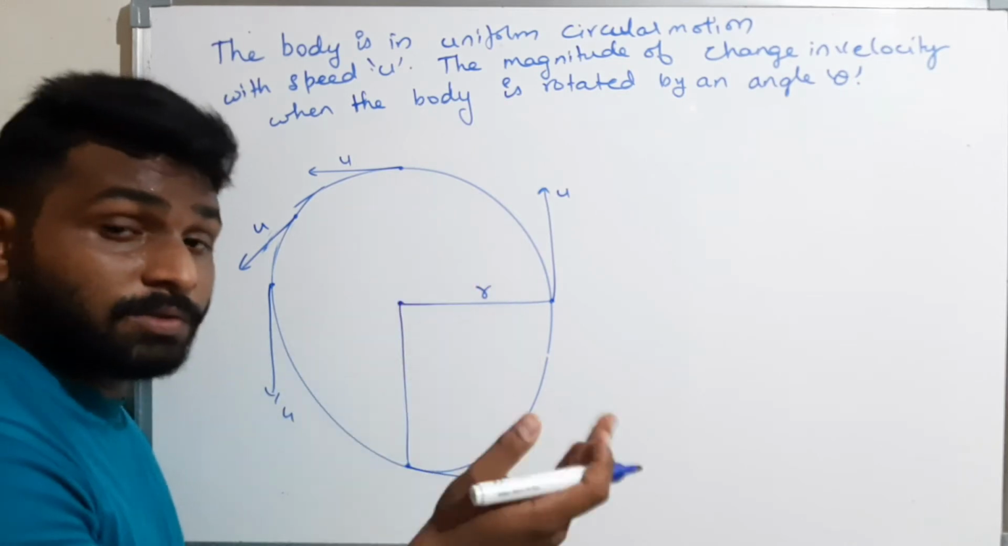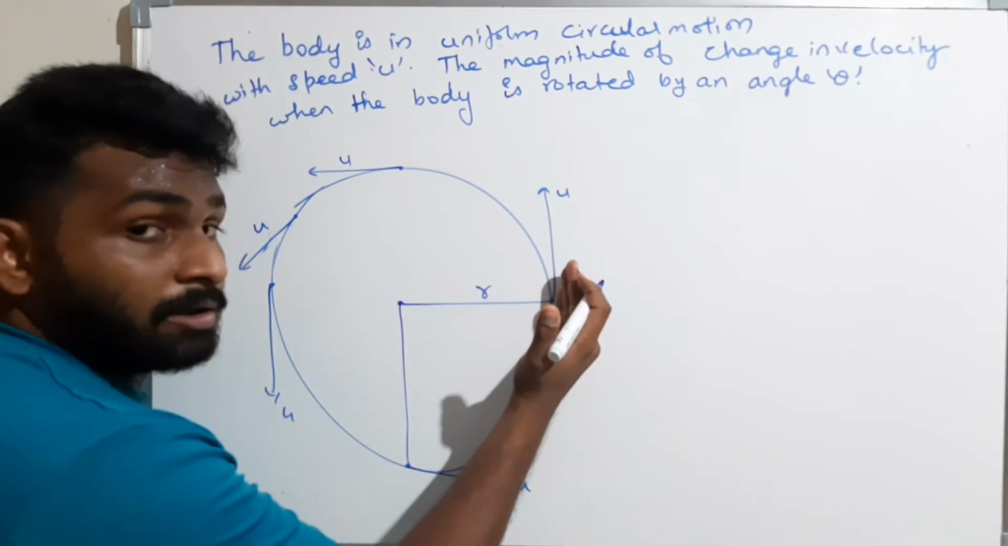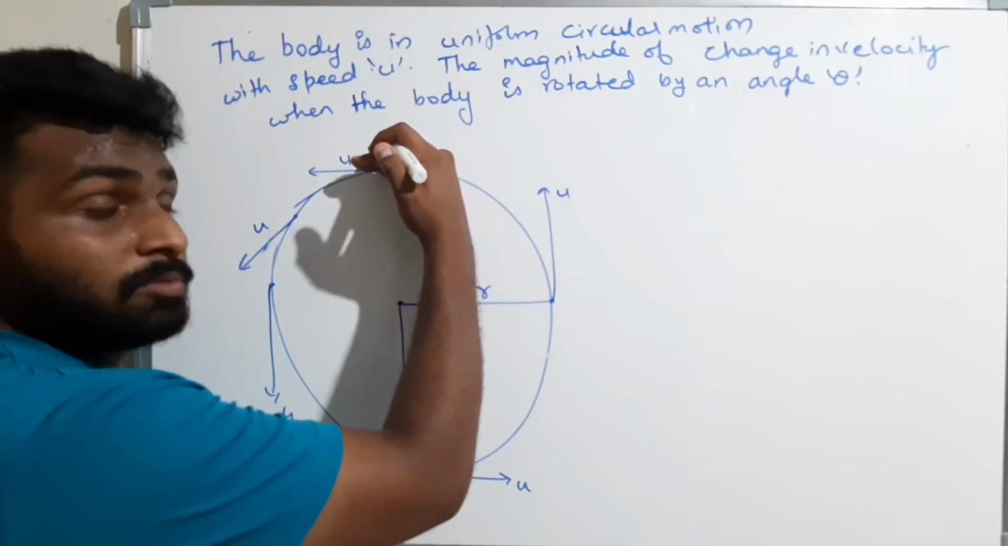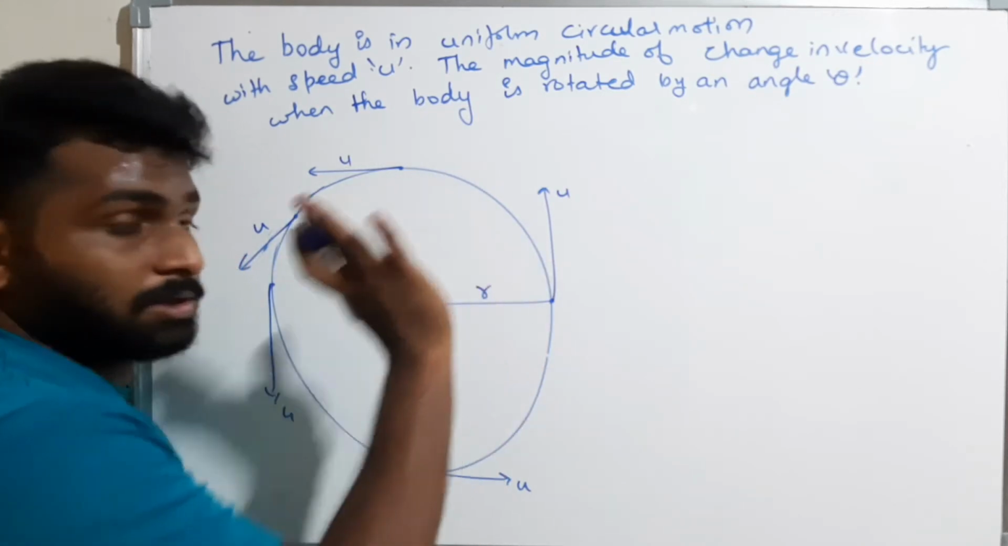The velocity may change because the velocity depends on the direction. Here the velocity has magnitude u, but direction is along the y-axis. Here the magnitude is u, but direction is minus i cap. The velocity may be changing, but the speed is constant.